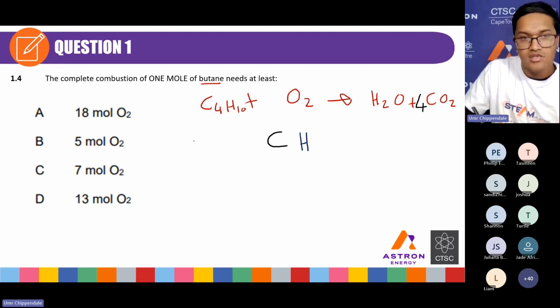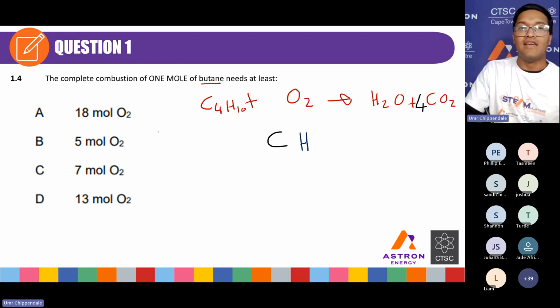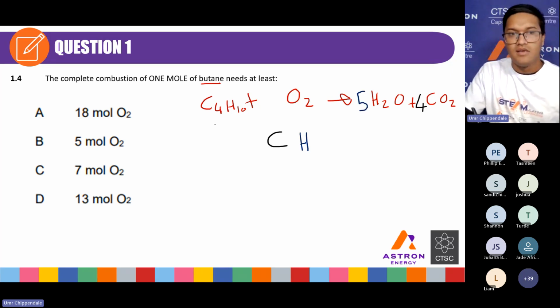CHO. So H. Now we look at our hydrogens on the left-hand side. We have 10 hydrogens. On the right-hand side, we only have 2 hydrogens. So that means we will put a 5 in front of this, because 5 multiplied by 2 is 10.